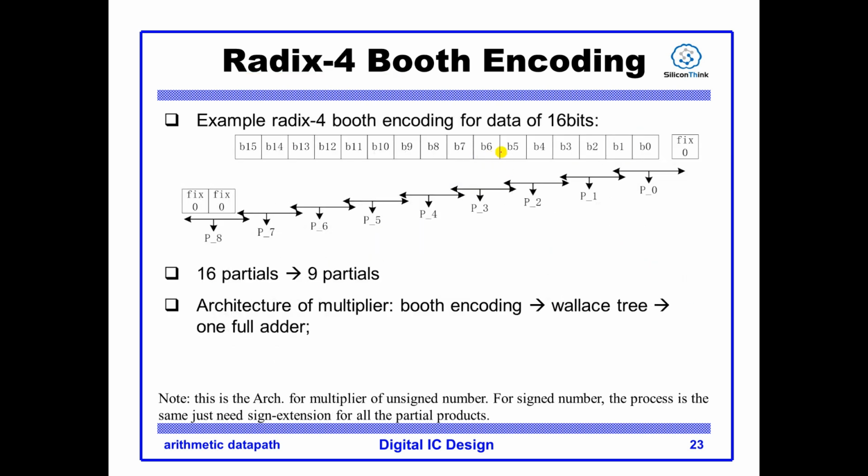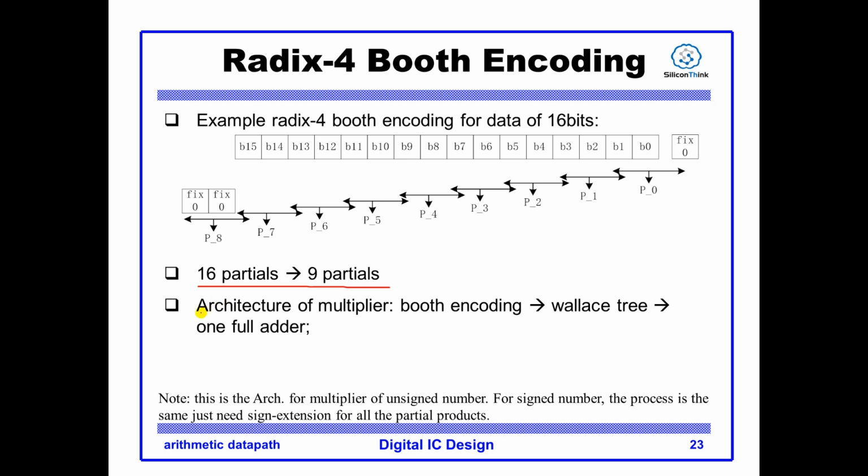But when you look at the case for a 16-bit digital, you will find that the input is 16 partials, reduced to 9 partials. This will shorten the Wallace tree, yes, the CSA tree. This will give us a simple CSA tree, shortening the delay of the CSA tree.